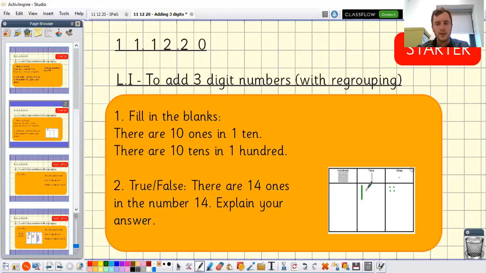But we could do some regrouping. We could exchange 1 ten for 10 extra ones. 1, 2, 3, 4, 5, 6, 7, 8, 9, 10. And then we would have 14 ones. So technically you could use 14 ones to represent the number 14, although we would usually do it with 1 ten and 4 ones. So whichever one you went for, as long as you explained your answer there, I think you can justify what you have come up with.